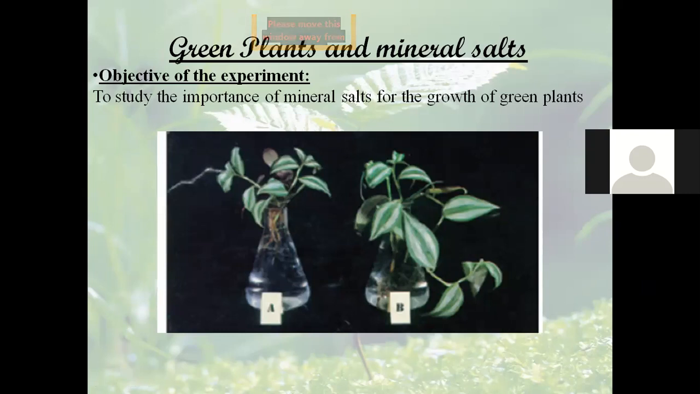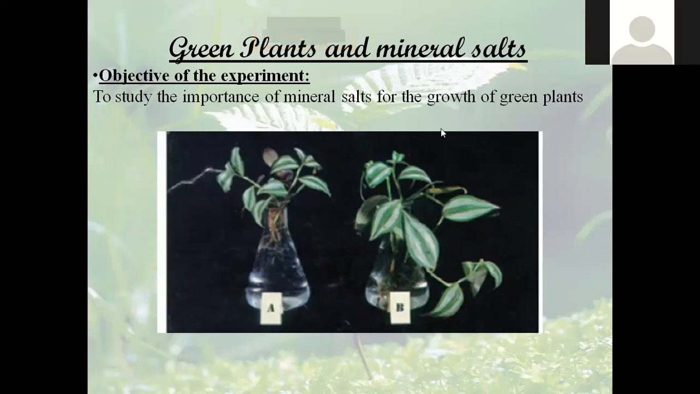In plant A with no mineral salts, what will happen to the plants? It grows slowly then dies. While in plant B with mineral salts, the plant grows rapidly and it grows normally. Excellent. So what can you deduce? Draw out a conclusion, Sami. Mineral salts are important for plant growth. Excellent. Mineral salts are important for the growth of green plants.